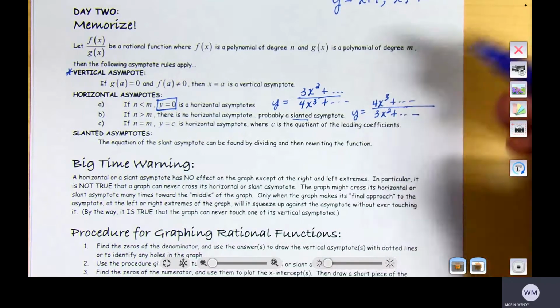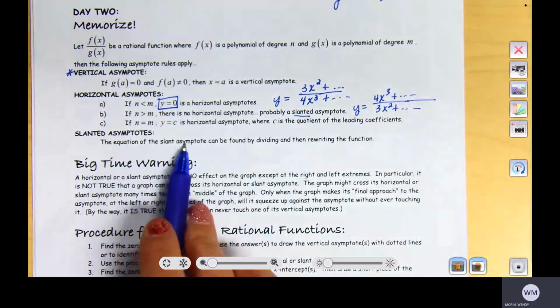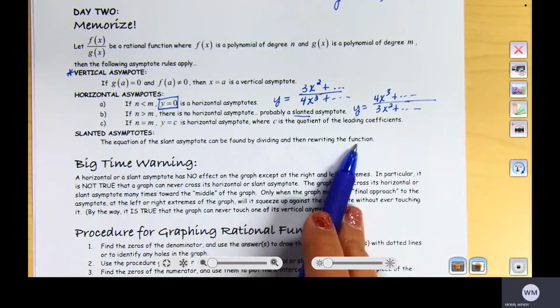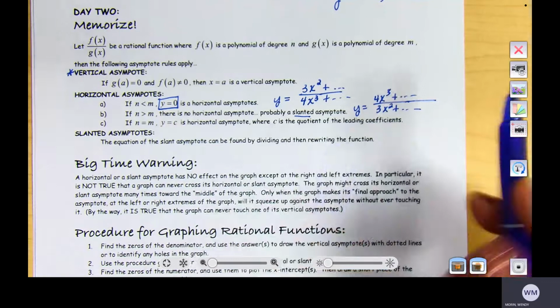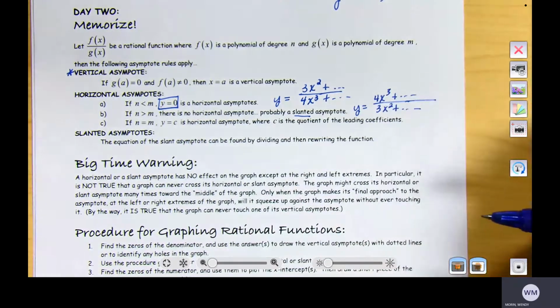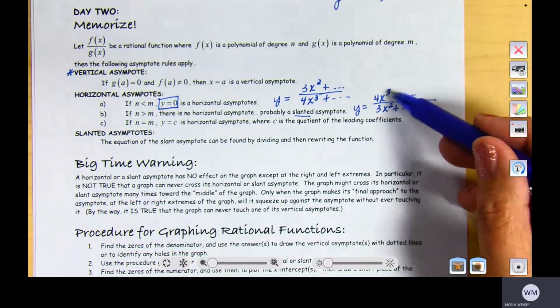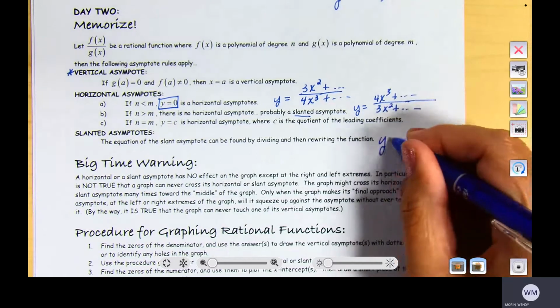Okay, so slant or oblique asymptote they're called. The equation of the slant asymptote can be found by dividing and then rewriting the function. So we can use our long division. Divide and you get your slant asymptote, which is probably new to you, something you've never heard before. Again, this is only 1 degree larger. You have a slant asymptote. So let's go to that one.